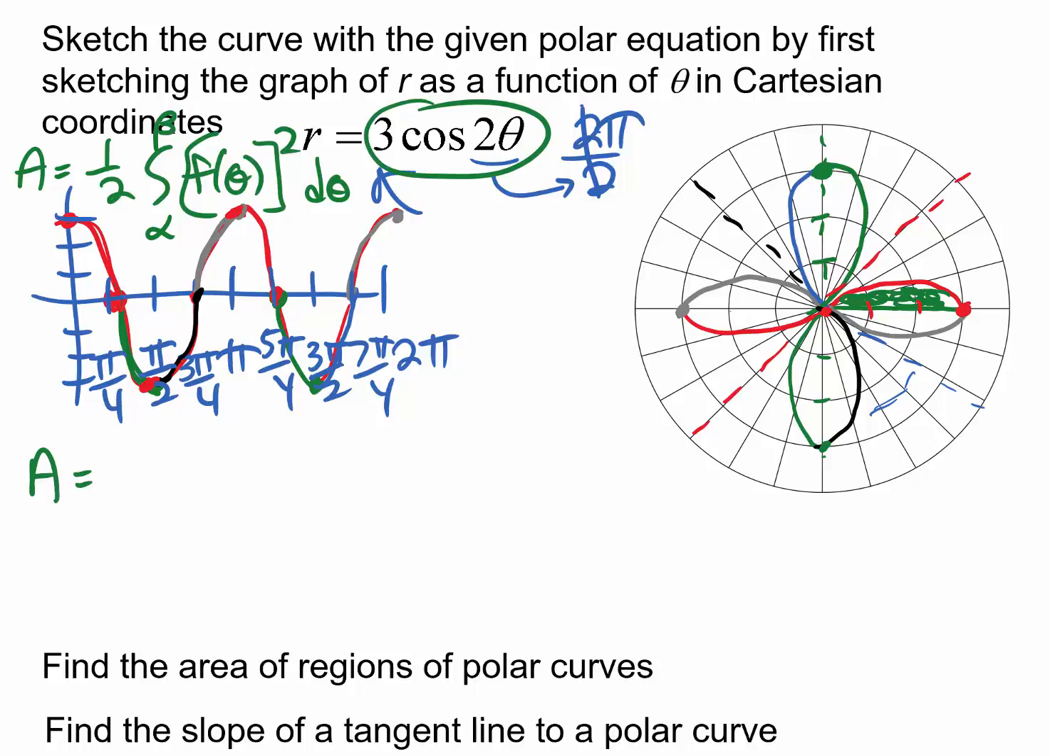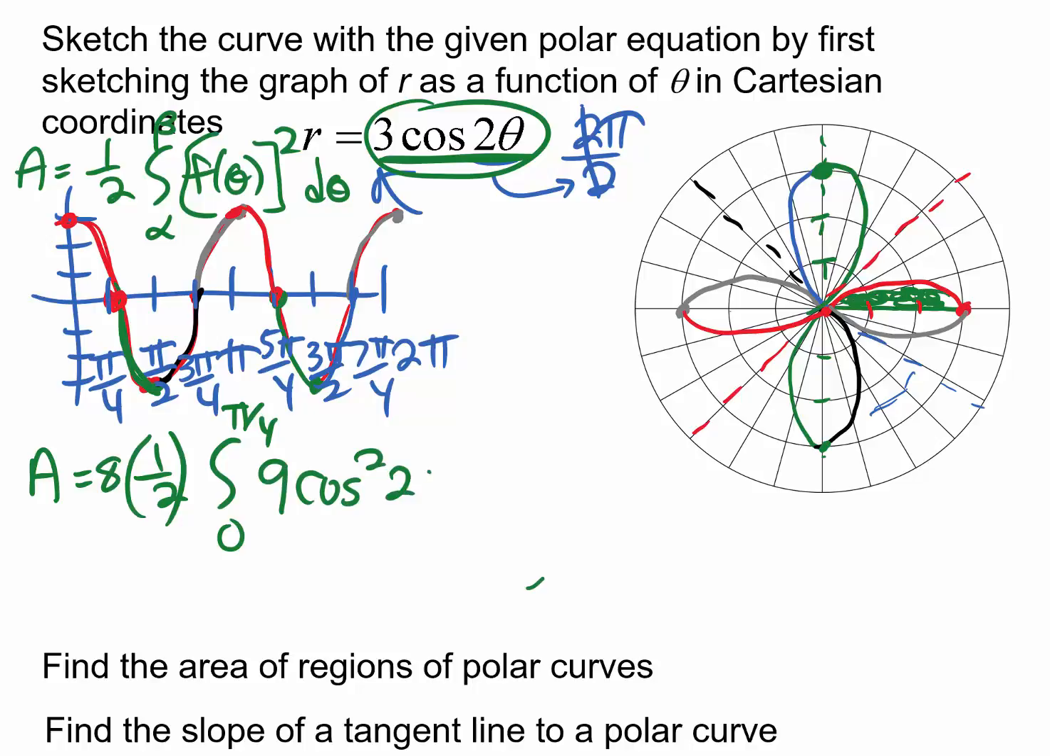So our area is going to be 1/2, and I'm going to go between 0 and pi fourths because that's the piece that I shaded in. Now there are 8 of those, so I'm going to multiply by 8 and I can get rid of that fraction. Now I need the function of theta squared. So here's my function of theta. I'm going to square it and I'll get 9 cosine squared 2 theta d theta. If I can evaluate this integral, I will have the area enclosed by this curve.